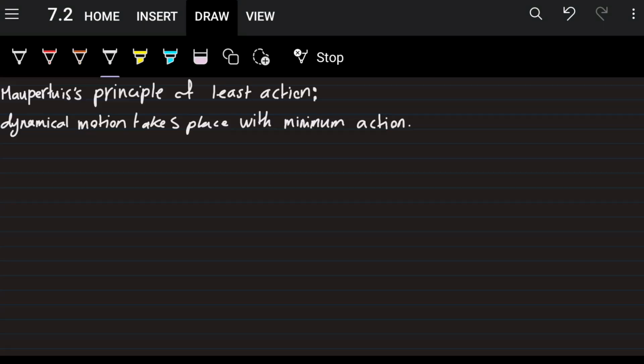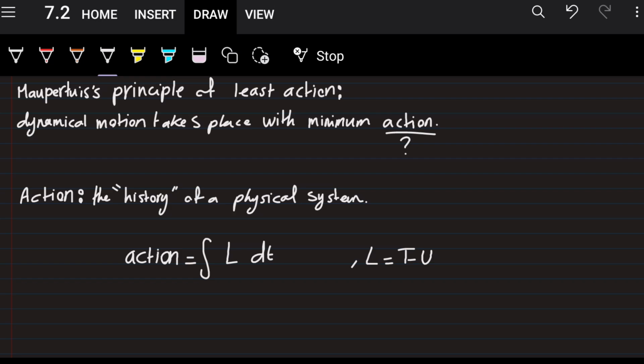Maupertuis's principle of least action was the first application of minimum principle in mechanics. It asserts that dynamical motion takes place with minimum action. Instead of thinking of movement in terms of time, Maupertuis's principle redirects the focus on the shape of the path itself, regardless of time. But hold on a second, what do we mean by action?